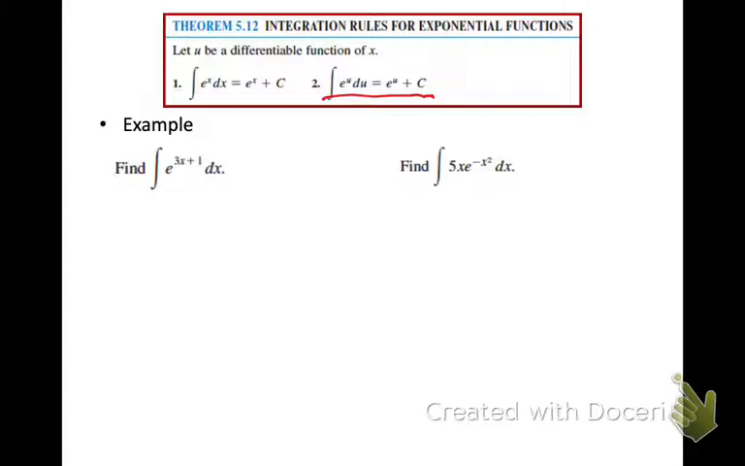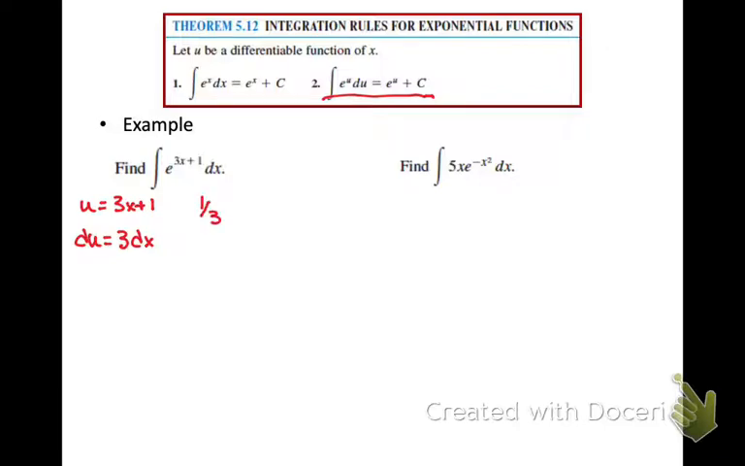So we have the integral of e to the 3x plus 1. What's u? 3x plus 1. So u is 3x plus 1, and du is 3 dx. So I've got to get rid of the 3, so I have to plug in a 1/3. So I have 1/3.